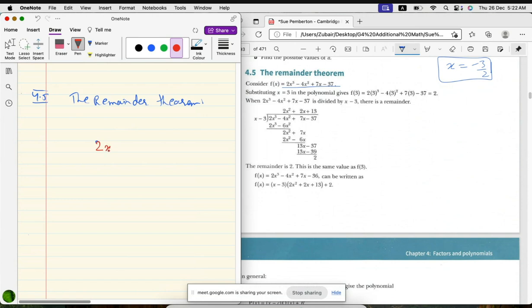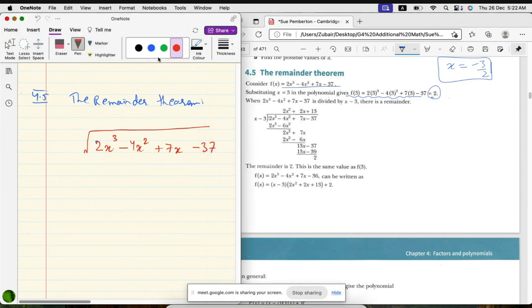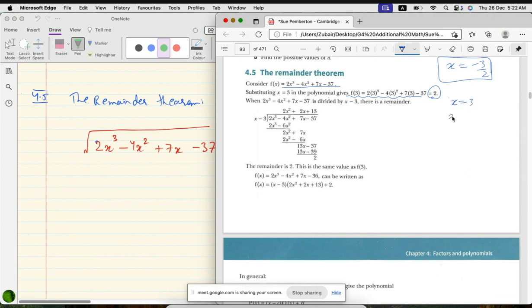This is 2x cube minus 4x square plus 7x minus 37. x is equal to 3. Factor theorem, that is already done. When x is 3, we can see that the remainder is 2. And if we go for long division, x is equal to 3 would mean we are dividing it with x minus 3.